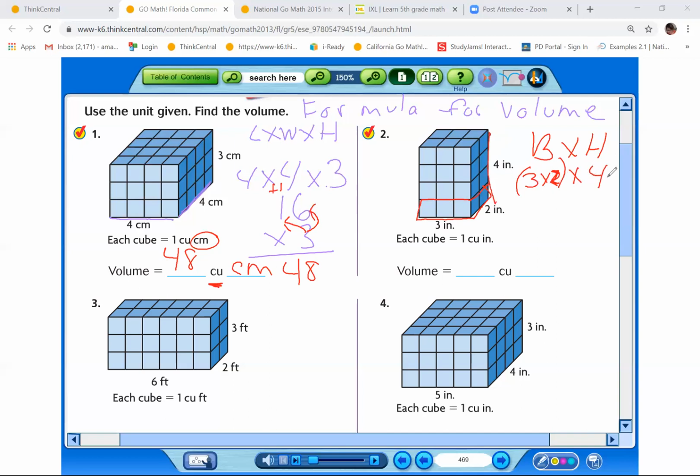So 3 times 2 times 4, it's exactly the same. And 3 times 2 we know is 6 times 4. And what is 6 times 4? 24. So it's 24 cubic what? Inches. That's right. Cubic inches.